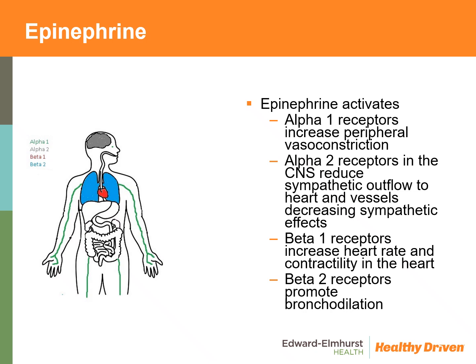So epinephrine activates all of these receptors. Those alpha-1 receptors increasing that peripheral vasoconstriction. The alpha-2 receptors reduce that CNS outflow to heart and vessels, decreasing that sympathetic effects. Your beta-1 receptors will increase your heart rate and contractility to the heart, and beta-2 receptors promote bronchodilation. And if you think about that, that's what we want in treating anaphylaxis as well as in a code situation when we're giving epi. We want that increased blood pressure, we want that increased heart rate, and we want those lungs to open up.